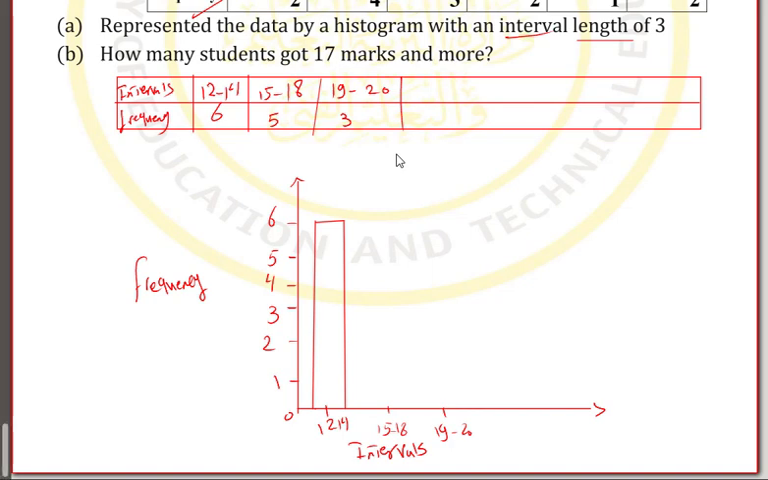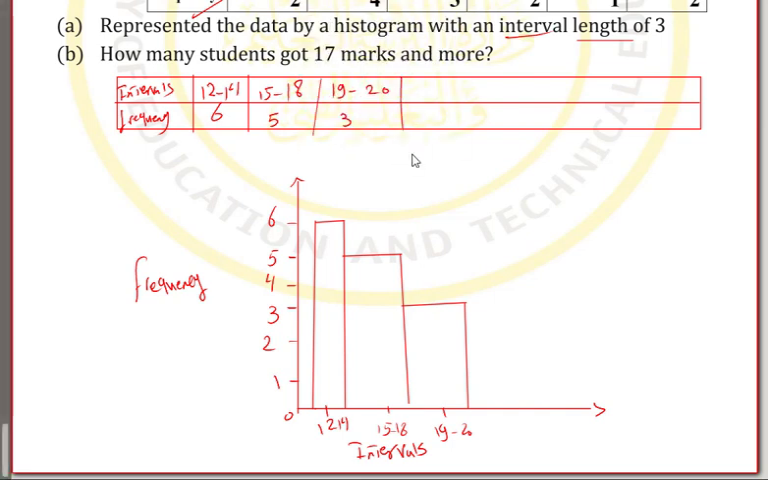The first one. The second one, 15 to 18, we will start from the end. We need 5, so from here, like this. So this is the second bar. The last bar, 19 to 20, has 3, so we'll start from the end. So this is the last bar, and this is the graph, the second requirement and the last requirement.